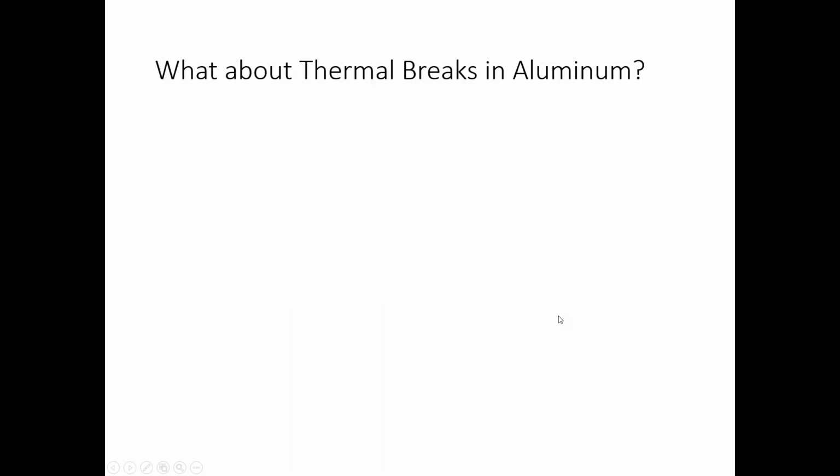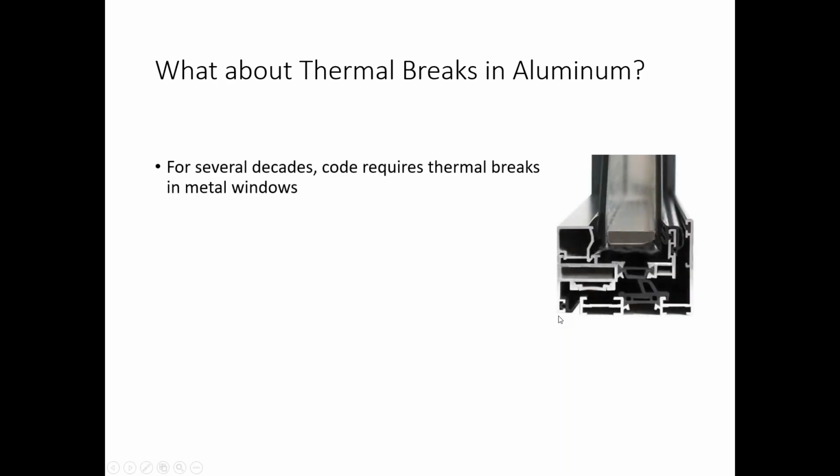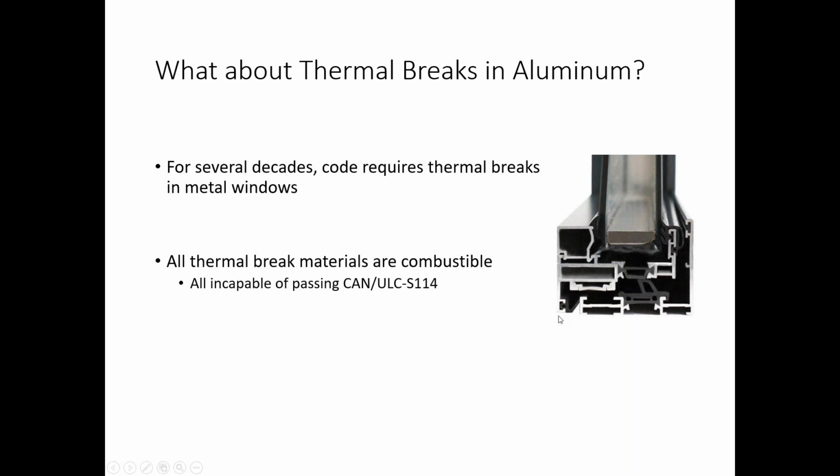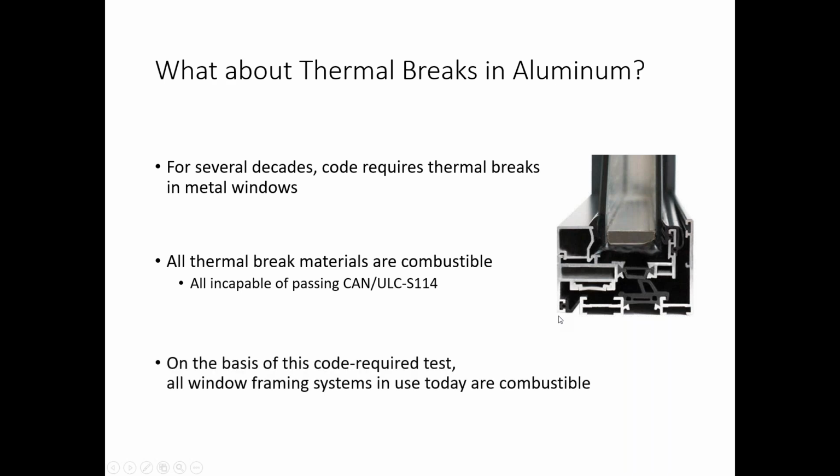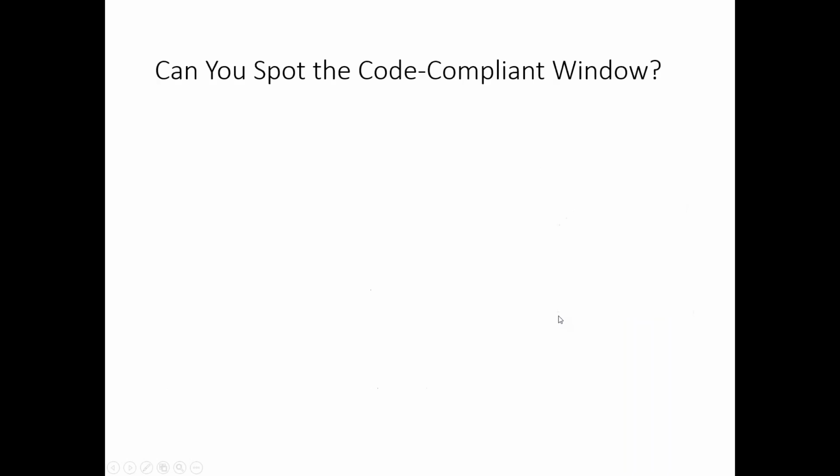So how about thermal breaks in these aluminum windows that are assumed to be non-combustible? Well, for decades now, building codes have wisely required thermal breaks in metal windows because they enhance energy efficiency. Even if it's just a little bit, every little bit counts. There is not one thermal break on this earth that is non-combustible. They're all combustible. None of them are capable of passing the code referenced S114 test. So on the basis of the code reference test, all windows in use today are combustible. Or you could at least say they have significant structural combustible components.